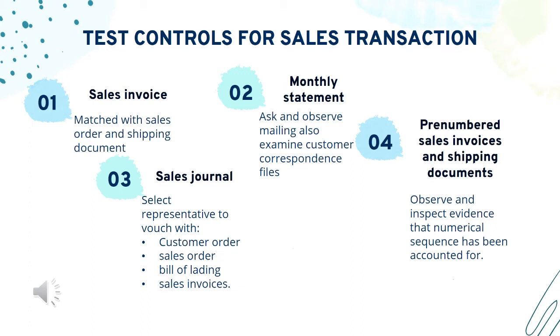For number 4 is pre-numbered sales invoices and shipping documents. We can ask and observe and inspect evidence that numerical sequence has been accounted for, such as in the document there will be an initial for the document and the shipping document, so we can check whether it's tally or not.